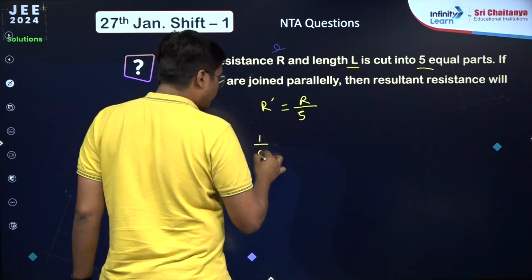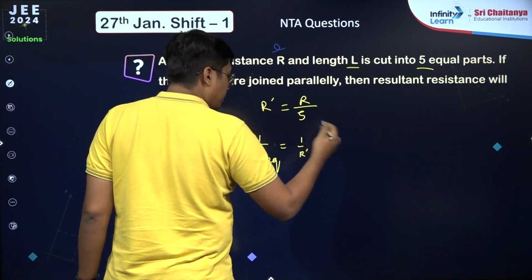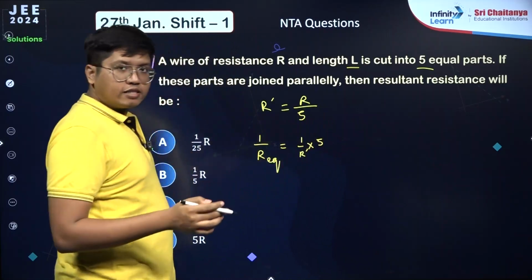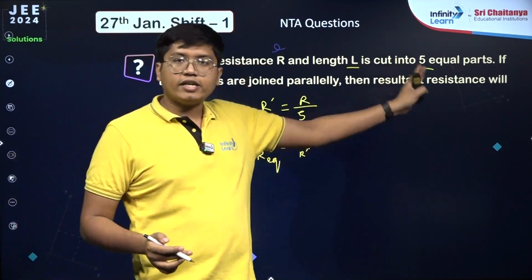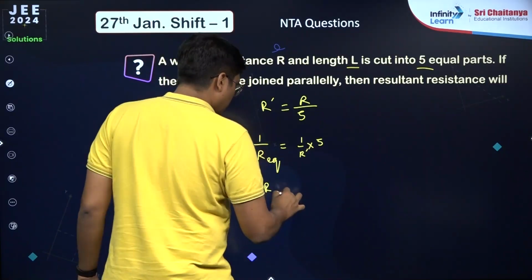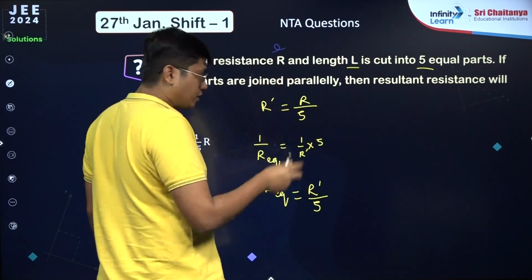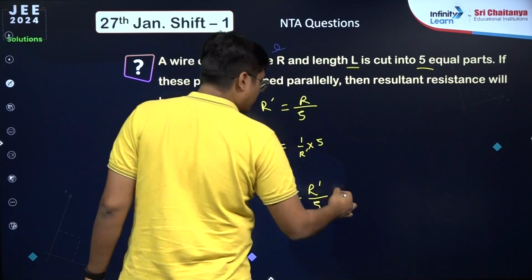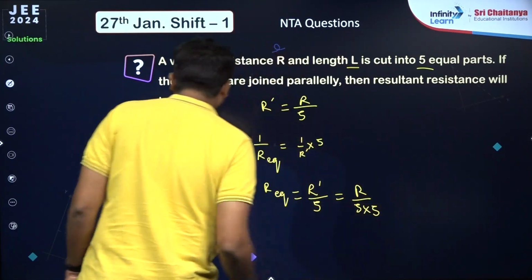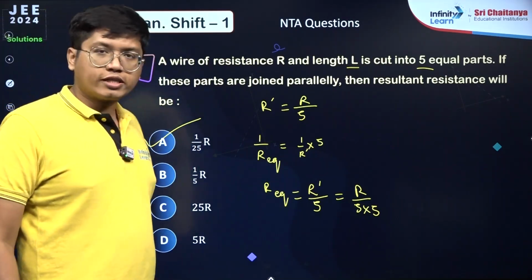So 1 by r equivalent is technically 1 by r dash plus 1 by r dash, and so forth. Or I can write it as 5 by r dash, because there are 5 pieces, each added in parallel. So if I put that equal to r dash by 5, where r dash is the resistance of each piece, r dash itself is equal to r by 5. So that makes it 1 by 25 times r, the original resistance.